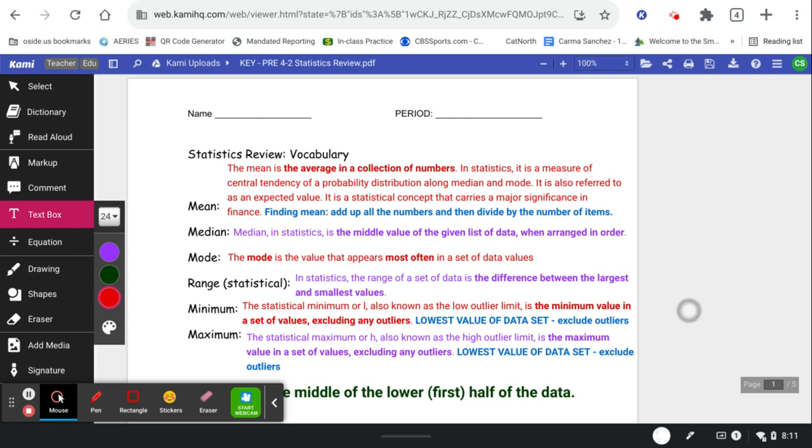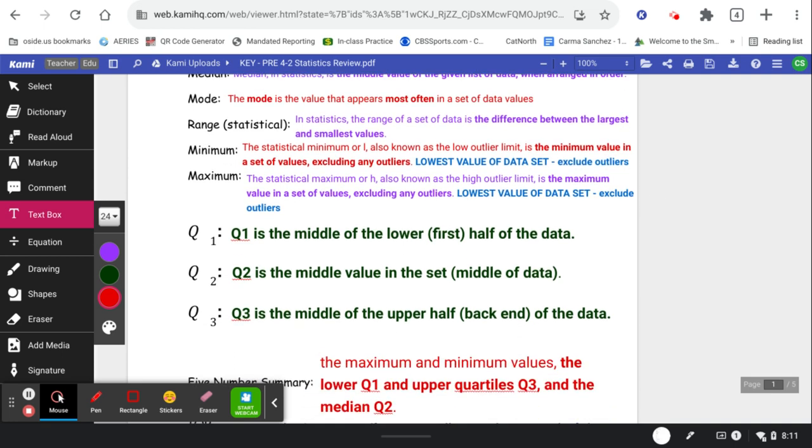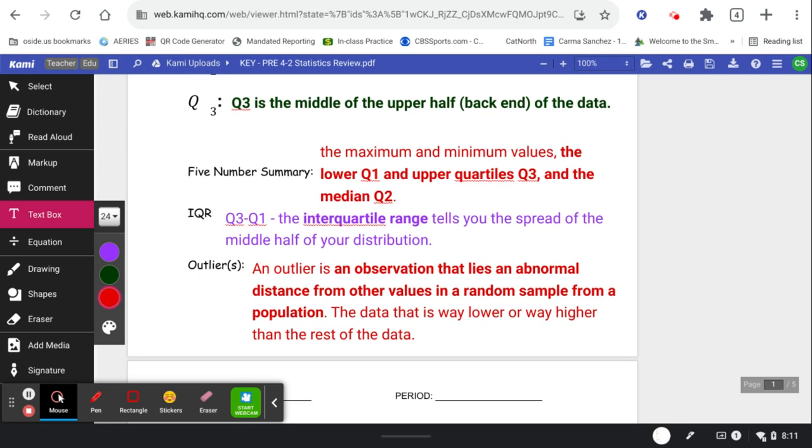So check it out. We're going to be looking at the mean or the average, the median, the middle of your data set, the mode, the most often occurring, the range, the subtraction of the difference between the largest and smallest values, the min and the max. And then what is the min and the max, highest and lowest piece of the data set. We're going to be talking about something called the Q1, Q2, and Q3. Those are your 25% of the data, your quartiles. We're going to be talking about a 5-number summary, which is the min, the max, the Q1, 2, and 3.